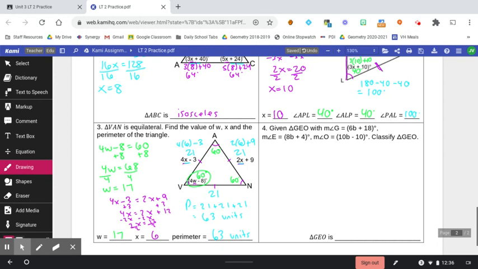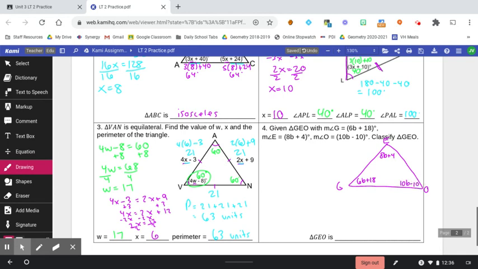All right, one more. So number 4, we're given a triangle. We don't have the picture. If you want to draw the picture, you can. So I will. You don't have to. Triangle GEO. Angle G is 6B plus 18. Angle E is 8B plus 4. Angle O is 10B minus 10.